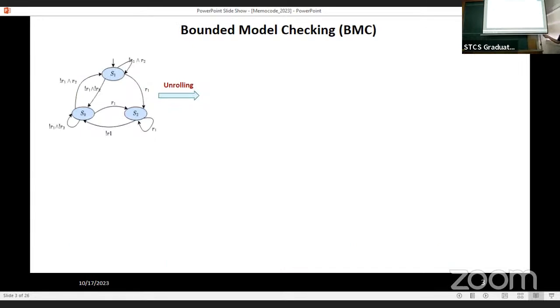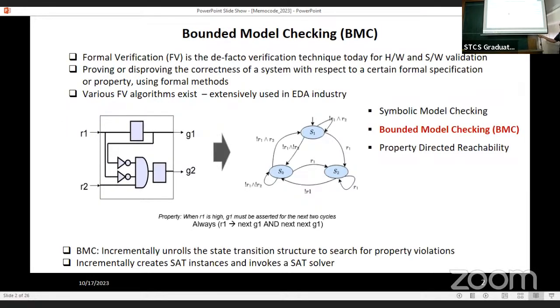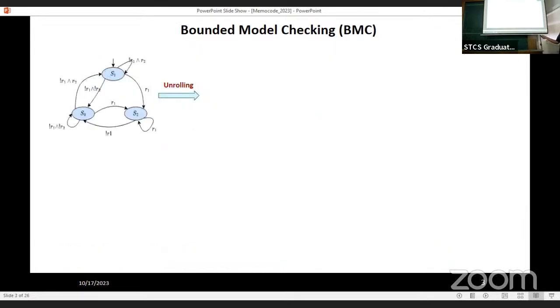So think of this as your finite state transition system, which you are trying to analyze with respect to this specification: whenever R1 is high, G1 will appear in the next two cycles. So in terms of this state transition system, how do you read the specification? If you are at any of these states and the input R1 comes, the next two states that you go through should have G1. So that's the essential idea.